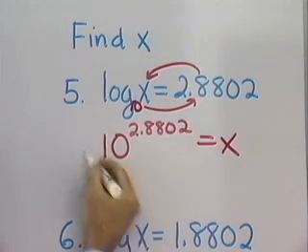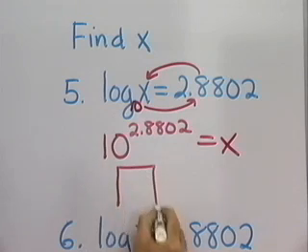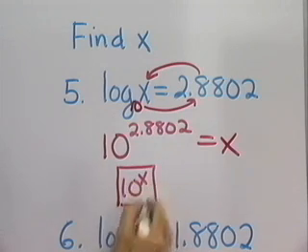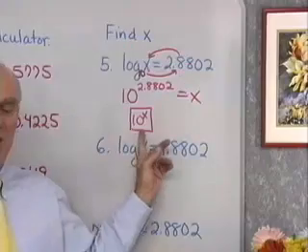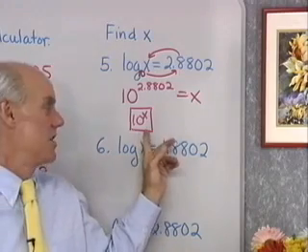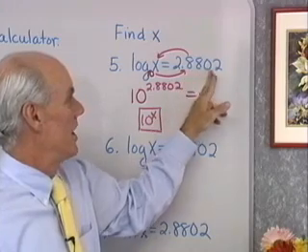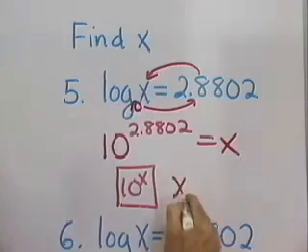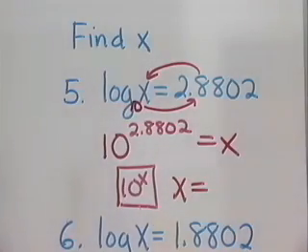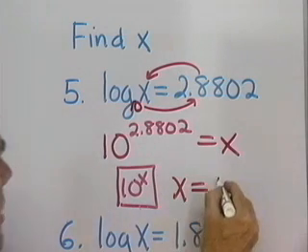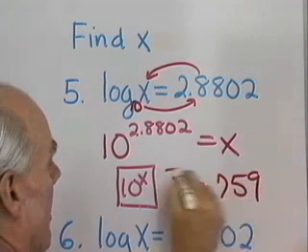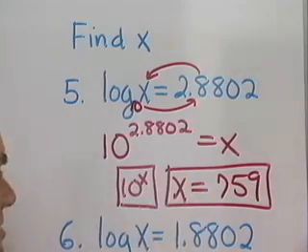So I need to look on my calculator for the button that has 10 to the x power. It's usually right around where my natural logarithm button is. Sometimes it's the inverse of that button. And when I use that button with this number 2.8802, I should end up with x equal, and let's see what I got, if I round off, 759.